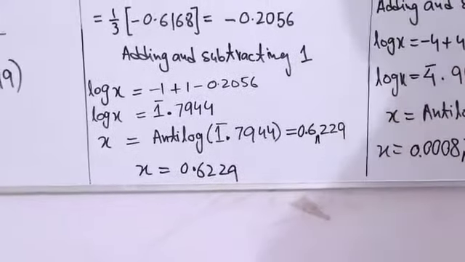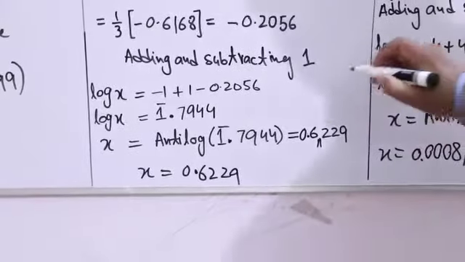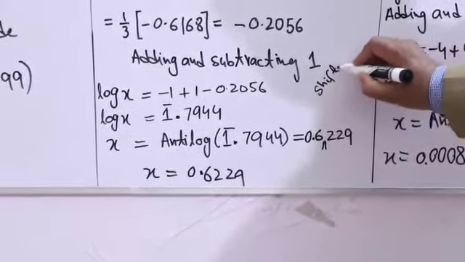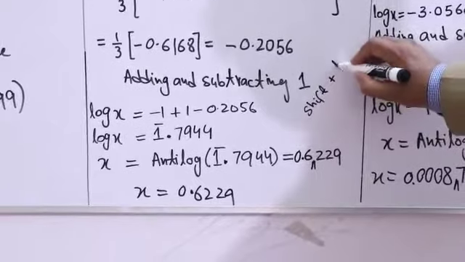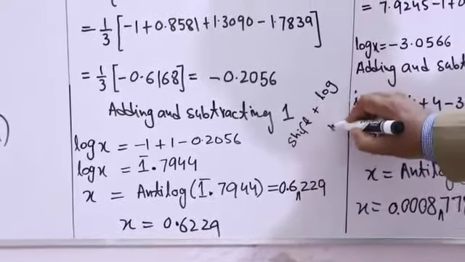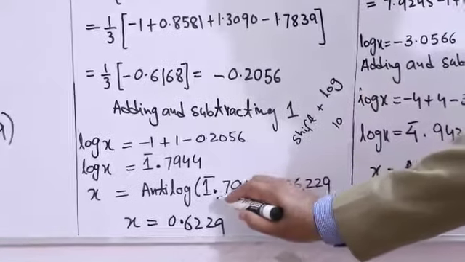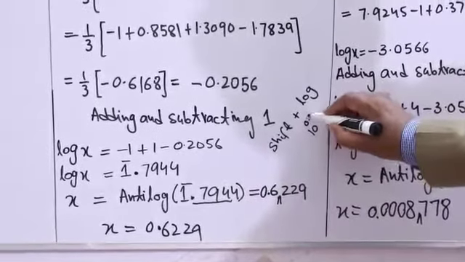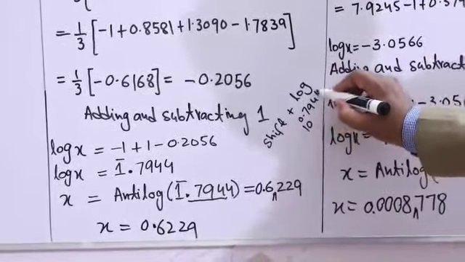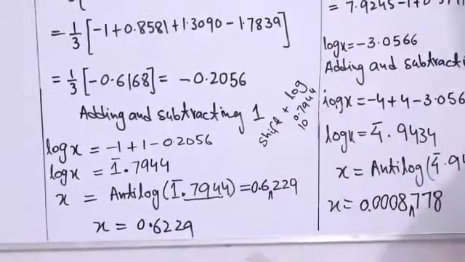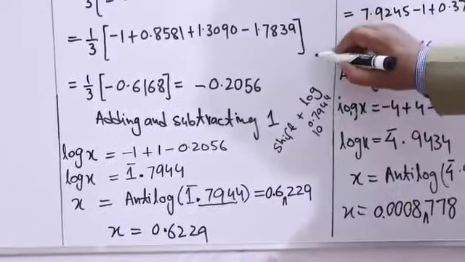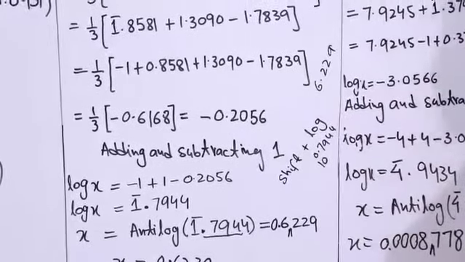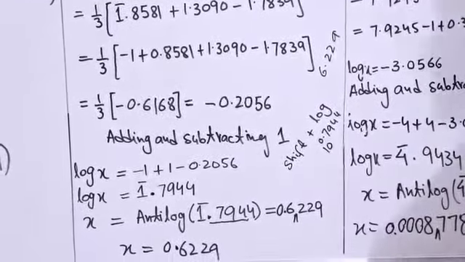So how can we find it? You have to first press shift, then press log, and this 10 will appear. Yes, you have to write this part, not minus 1. This is 0.7944. When you write this, you find 6.229. This is the answer the calculator gave.